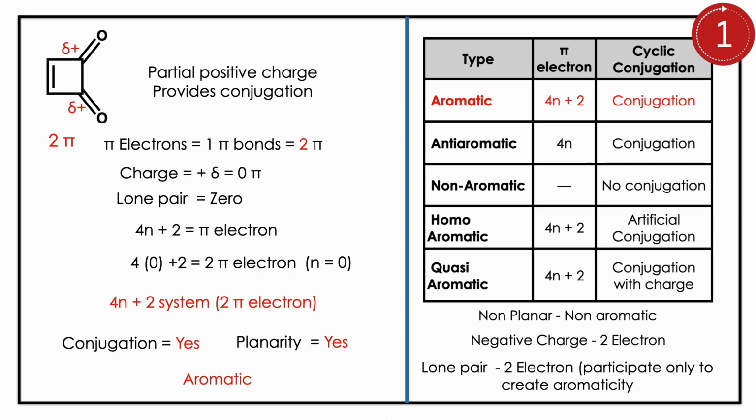So if you go by the normal pathway, it has 1 pi bond, so 2 pi electrons, charge is 0, lone pair is 0. So for 4n plus 2 pi electrons, it has 2 pi, so n equals 0. Conjugation is definitely there because the positive charge helps, and planarity is definitely there because all are sp2 carbons. So 4n plus 2, conjugated, planar mean the given compound is aromatic.